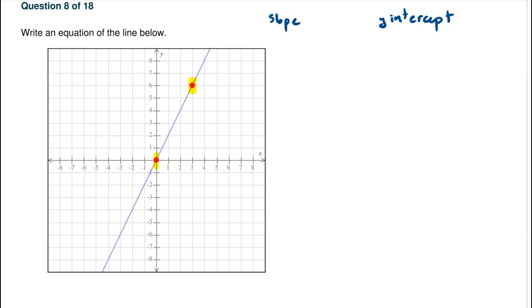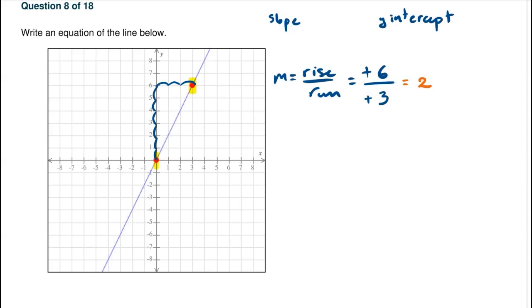We're going to see how many rise and run to get from the first point, right at the origin, to the other point. We're going to go up 1, 2, 3, 4, 5, 6. Yes, go up 6. Slope is rise over run. We go up 6, which is positive 6. And we run 1, 2, 3, to the right 3, which is positive 3. Then we divide them. 6 divided by 3 is 2. So slope is 2.